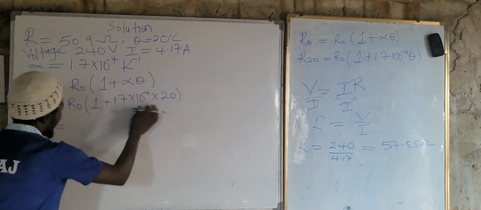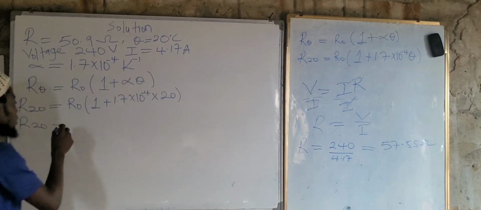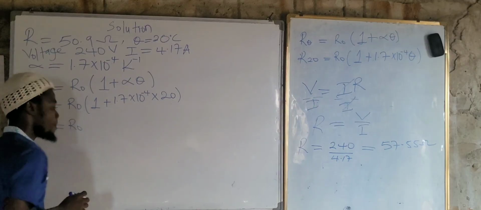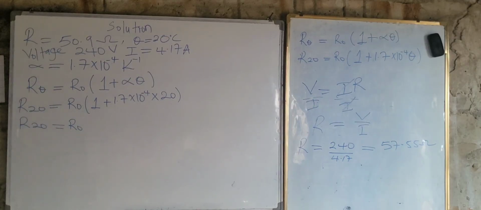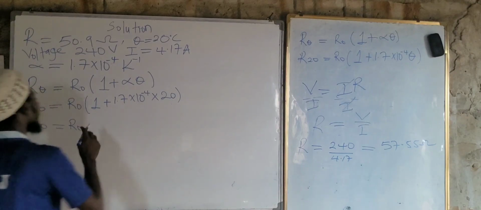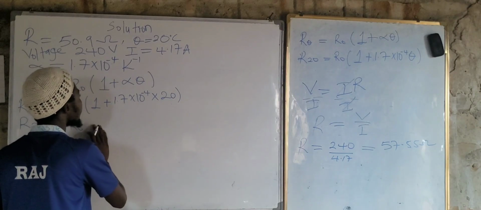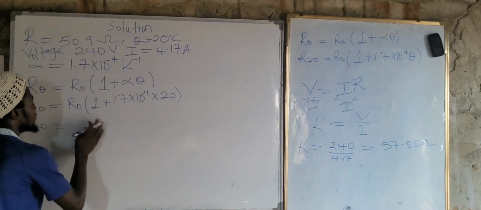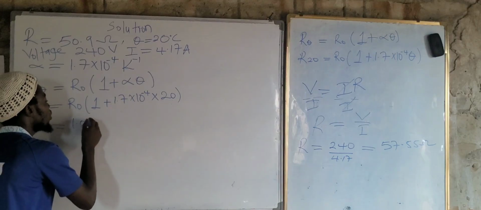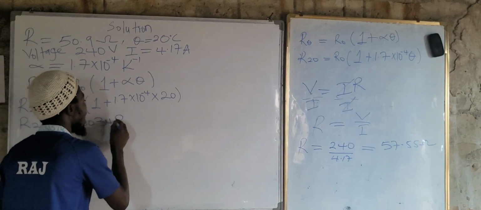Now, everything here, what do you have? R0 plus 1.7 times... we have 1.0034 times R0. What is that? 1.0034 and R0, right?